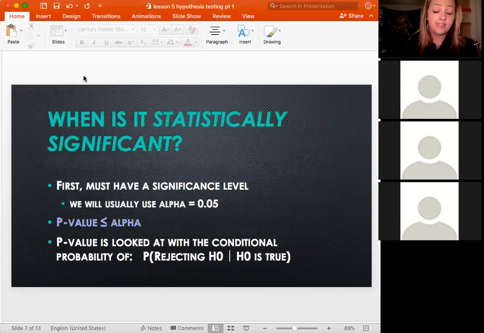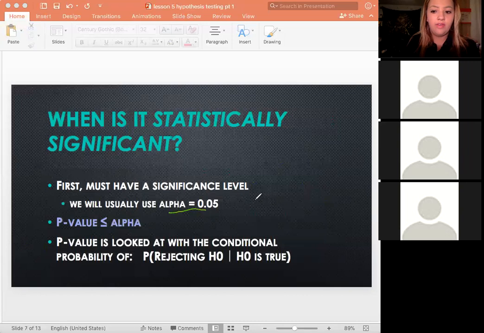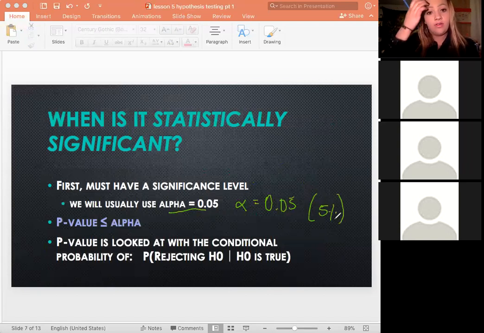So when is it statistically significant? Now we know what that means. And for statistical significance, we usually use alpha as 0.05. This is 0.05 or 5%. That's what we often use as our alpha level. So that's kind of saying that we're giving it a 5% error rate, basically. So for it to be statistically significant, our p-value has to be less than or equal to alpha, which is often 0.05, like I said.